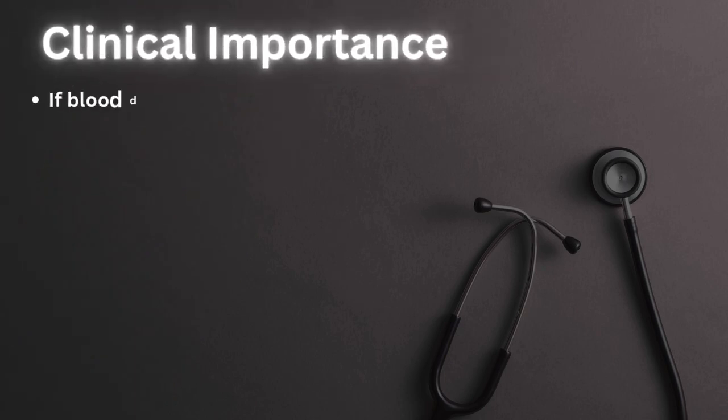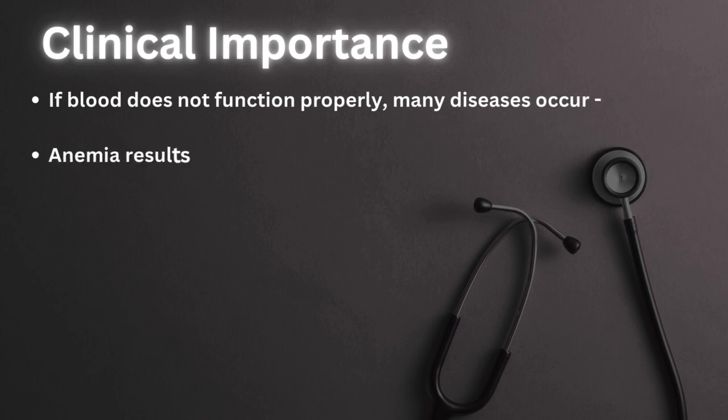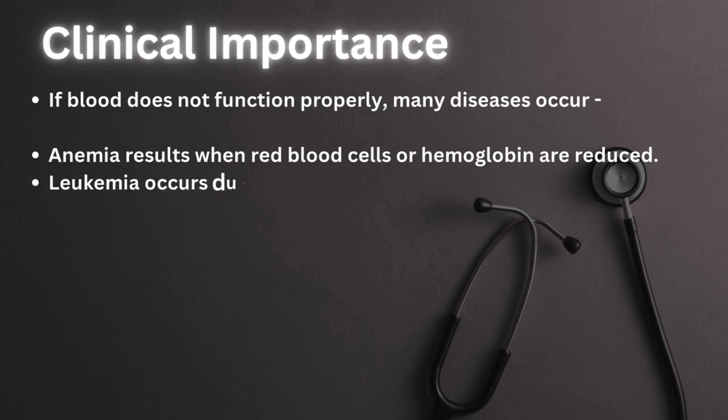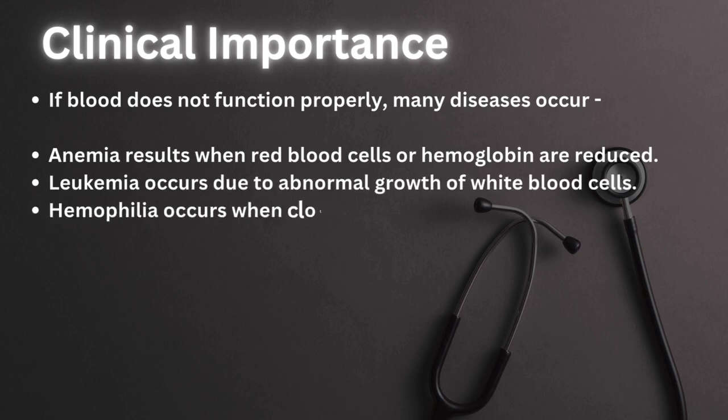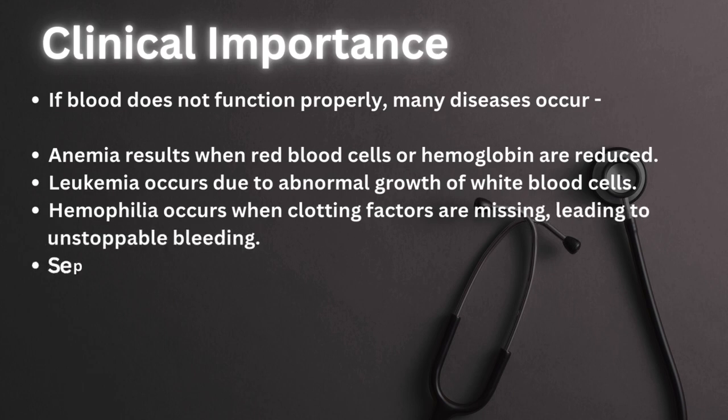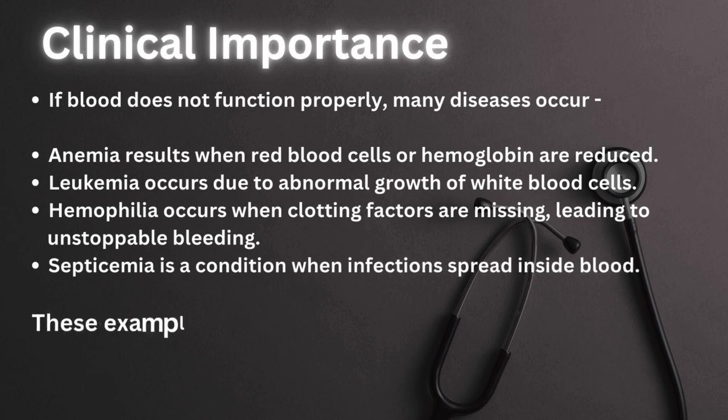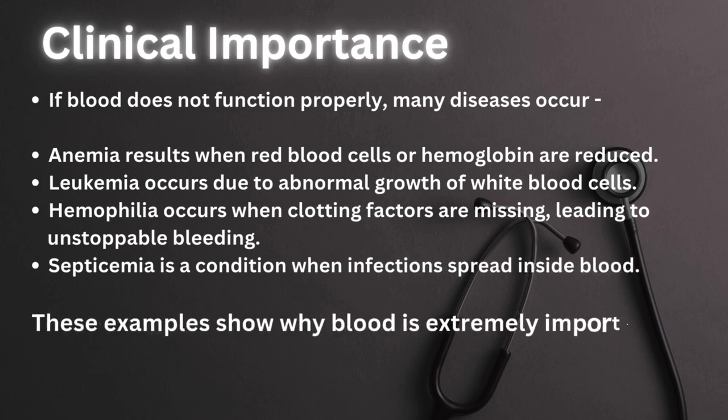If blood does not function properly, many diseases occur. Anemia results when red blood cells or hemoglobin are reduced. Leukemia occurs due to abnormal growth of white blood cells. Hemophilia occurs when clotting factors are missing, leading to unstoppable bleeding. Septicemia is a condition when infections spread inside blood. These examples show why blood is extremely important for health.